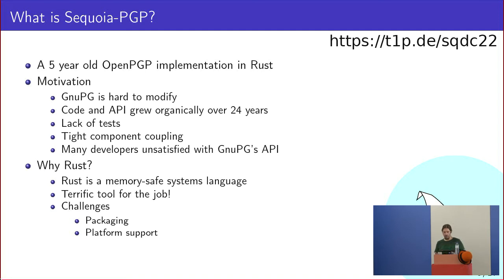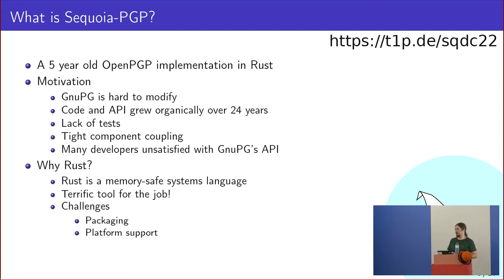Let me talk a little bit about Rust. Why Rust? It's not only cool, but it's also a memory-safe systems programming language. And looking back, it has been a great tool for the job. But there are certainly some challenges. We heard about the difficulties of packaging Rust, because Rust is, like many modern languages, using lots and lots of small libraries, and those create quite a bit of work for downstream packagers. But I think with time, this will improve in Debian.